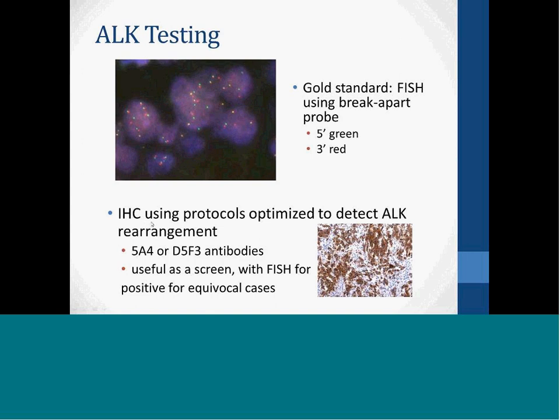There is actually immunohistochemical testing for ALK rearranged tumors, and you're using either the A4 or D5F3 monoclonal antibody, using protocols that are optimized to detect ALK rearrangement. These antibodies, when properly optimized, will give good cytoplasmic staining of the tumor cells in the presence of this rearrangement. In our experience, properly optimized, this is really quite specific and sensitive. And in our hands, it's useful as a screen, such that negative cases do not proceed to FISH, and positive or equivocal cases then proceed to FISH for confirmation.